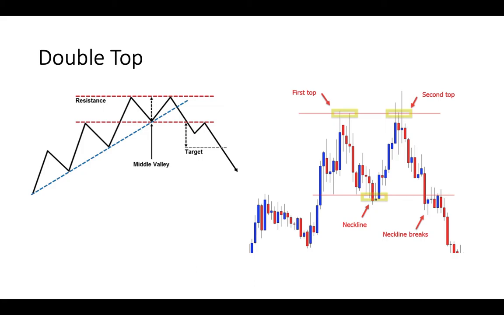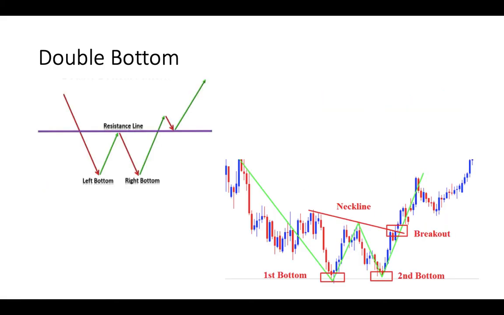If you sell here at the edge, you can make a good profit, and you can place your stop loss above this resistance place. So this is called double top, and the inverse one is called double bottom. So in a double bottom, you can see two bottoms. It's like the inverse of the previous concept.